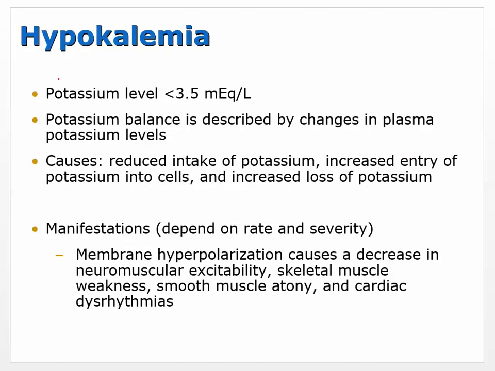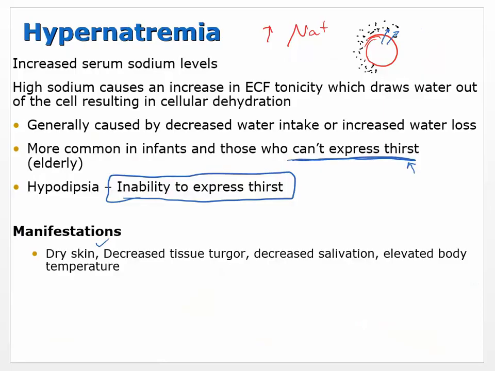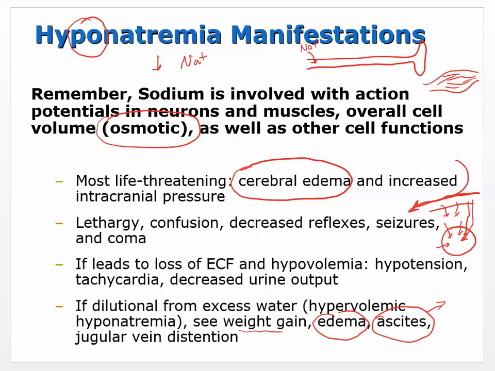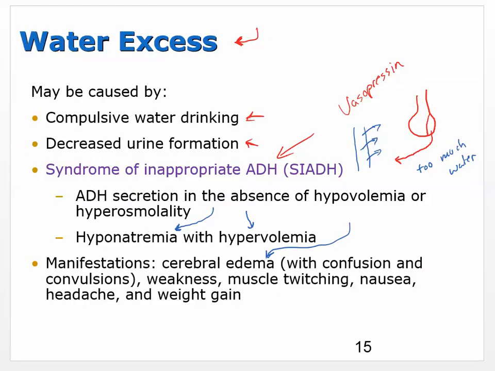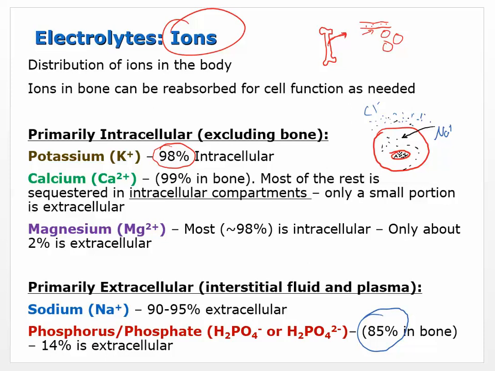But there's also hypokalemia, that's less than 3.5. Notice the levels for sodium, like 145, I think that's what it was. Hypernatremia. Well, 135. Yeah, I think it was 145. I'm just wasting time. This is already a long lecture.